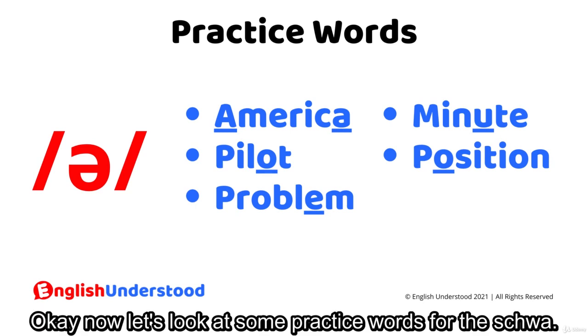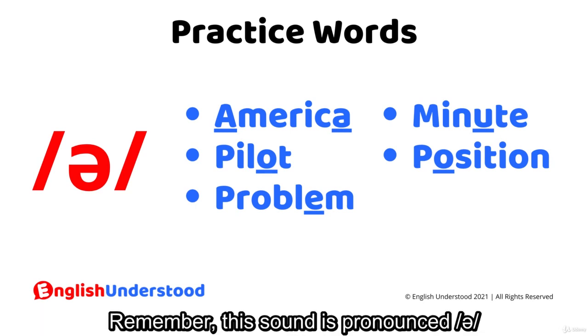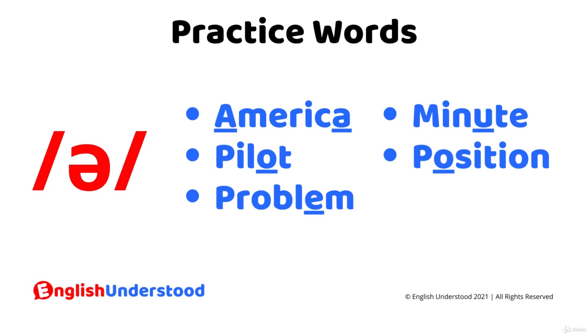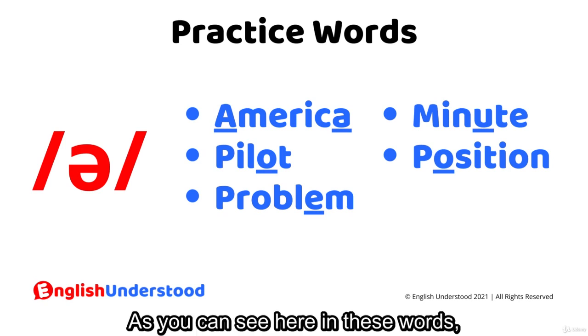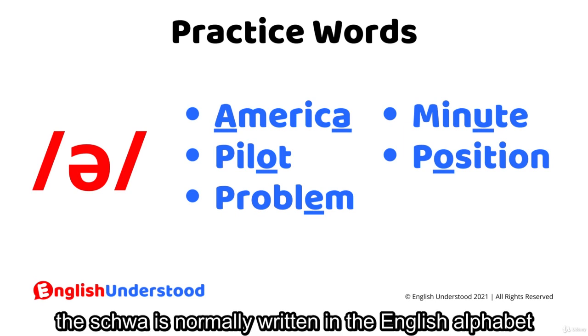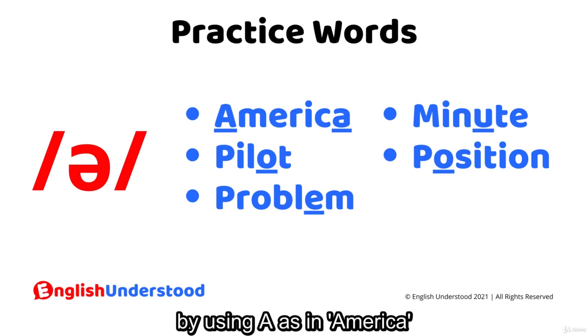Okay, now let's look at some practice words for the schwa. Remember, this sound is pronounced America, America. Pilot, pilot. Problem, problem. Minute, minute. Position, position. As you can see here in these words, the schwa is normally written in the English alphabet by using A as in America or O as in position.